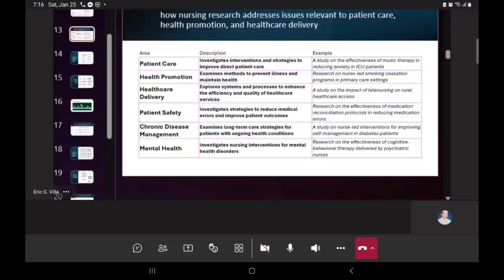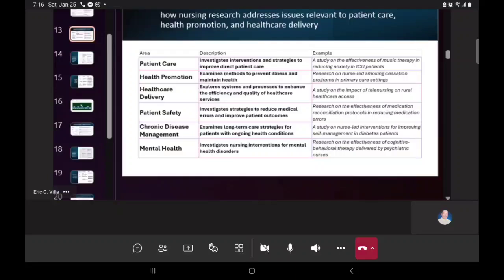Research in healthcare delivery focuses on improving the systems and processes through which care is provided. A study on the impact of telenursing on rural healthcare access, for example, can inform policies and practices that extend nursing care to underserved populations. This type of research addresses broader issues of healthcare accessibility and equity.